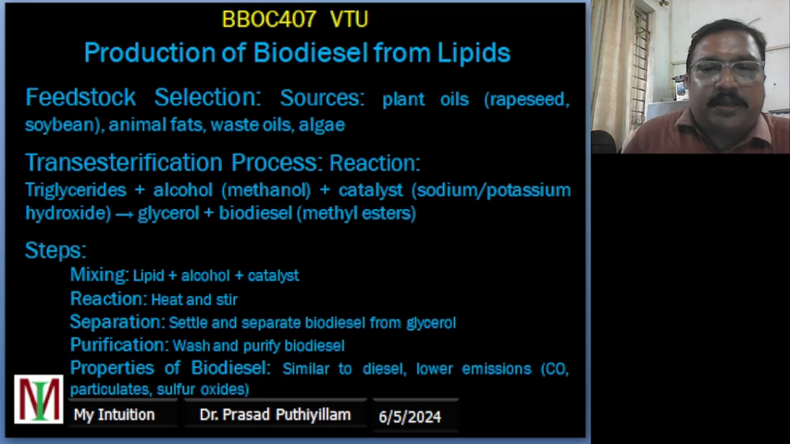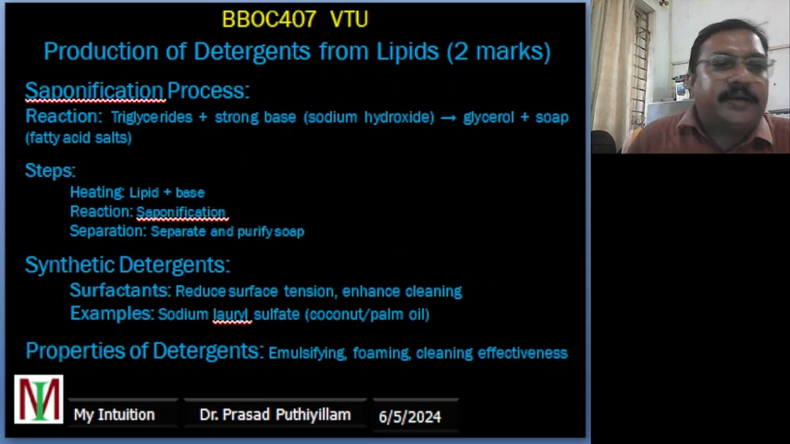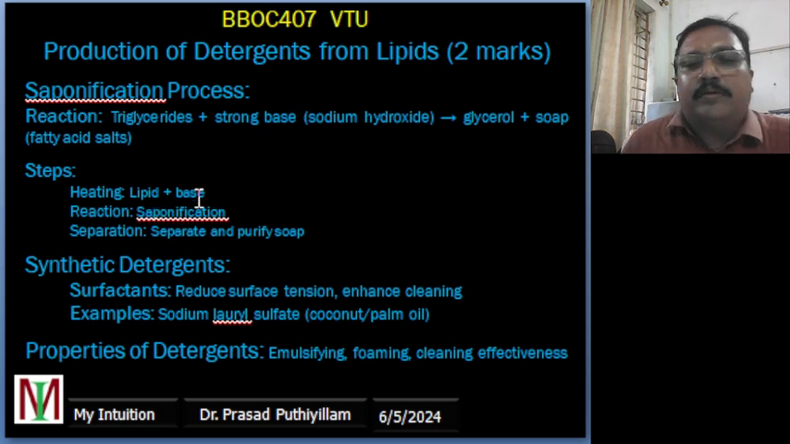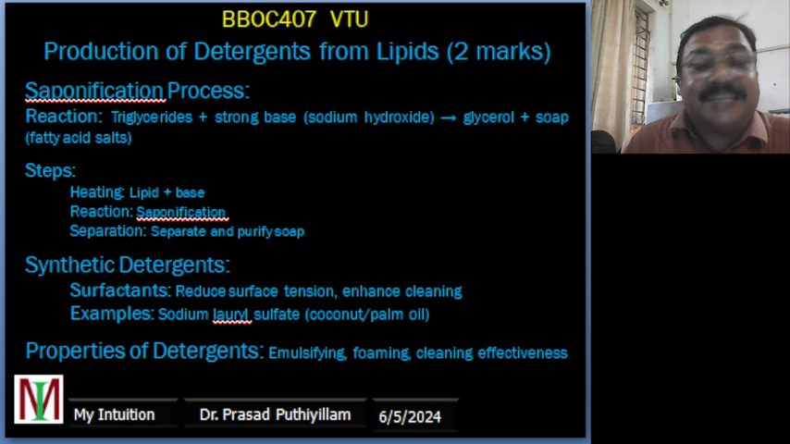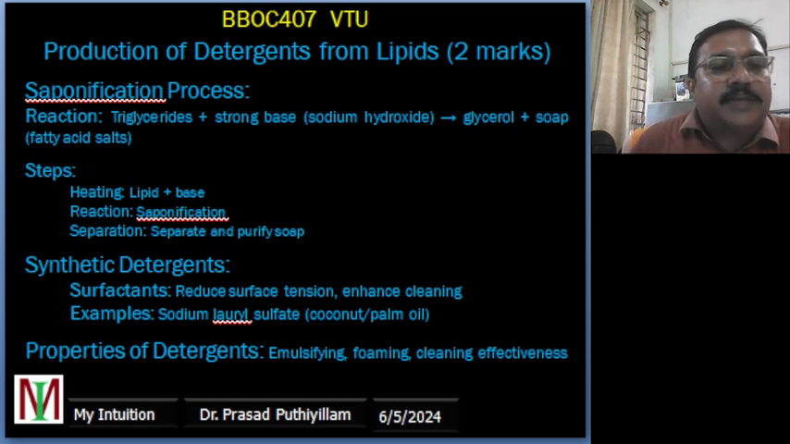That's about the production and the feedstock and separation. Now, the saponification, that is for the production of detergents. Okay, the saponification process is used for the production of detergents as well as soap, which is the fundamental component of all the detergents, which involves the saponification of triglycerides.